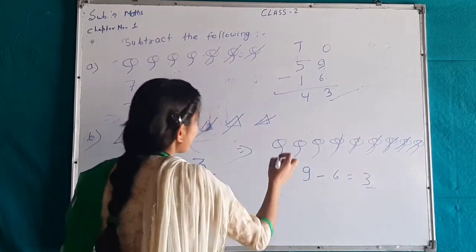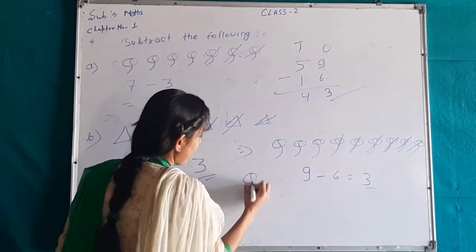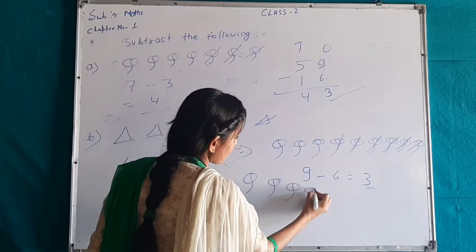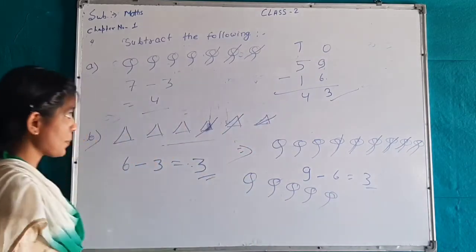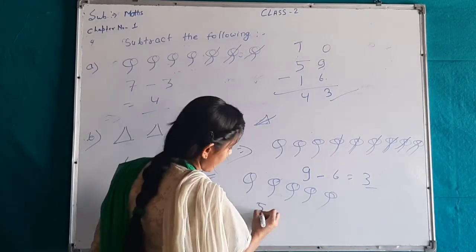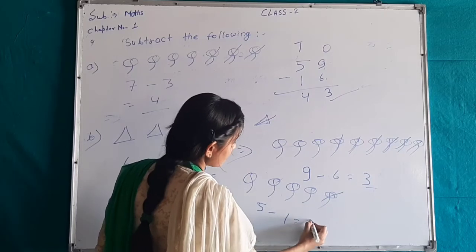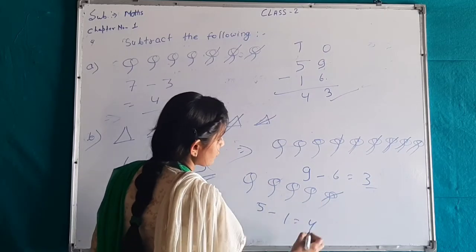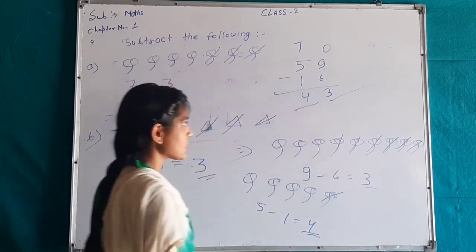3, and next 5. We have 5 cubes. 1, 2, 3, 4 and 5. We have to subtract 1 cube. 5 minus 1 equal to 4. 1, 2, 3, 4. We get 4. Here is our 4. This is our answer.